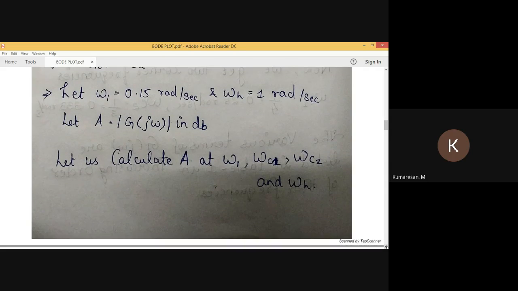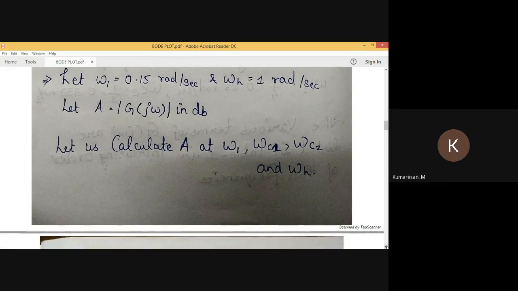Next, we are going to find the magnitude from the corner frequency. We have the formula. Let me take A equal to the magnitude of G of j omega in decibels. Let us calculate A at omega L. Omega L is nothing but the lower frequency. What is the lower frequency? 0.15. So between 0.15 and 0.25 there is no slope change.